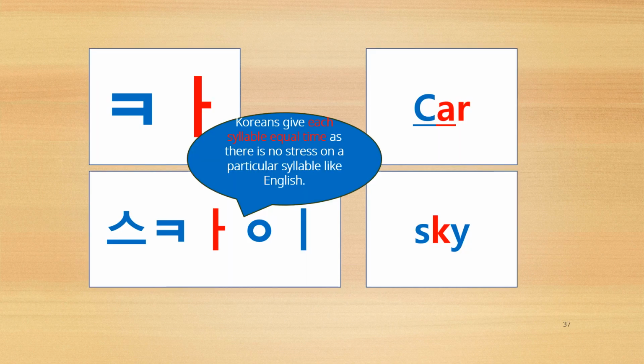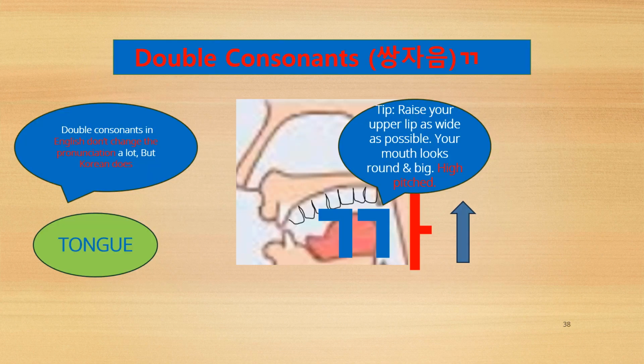And then ka is a ka, but no R sound. And the sky, ka. In Korean, there is no stress on a particular syllable, so we all give the same equal time. S, ka, I, ka. So forget about R when you pronounce it, ka. And the double consonant, we say ka.